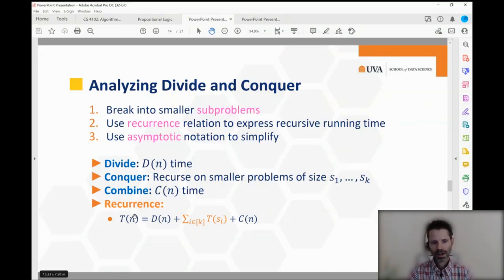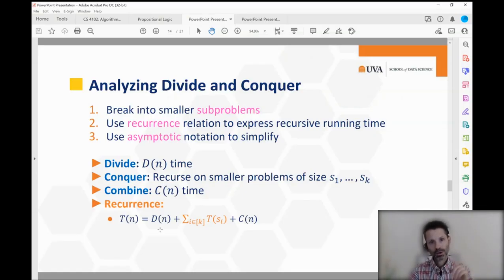So splitting this up, we have the time complexity function T of n, the time it takes to solve a problem of size n, is equal to the time it takes to divide the problem of size n, plus the sum of all the times it takes to solve the subproblems S of i. Right? S of i being the size of the subproblems, plus the time it takes to recombine the results back into our n-sized problem.